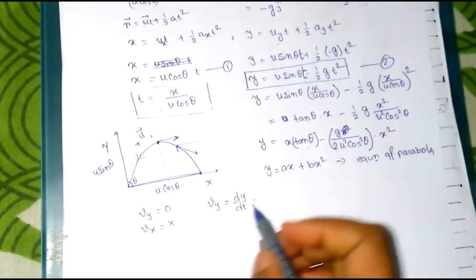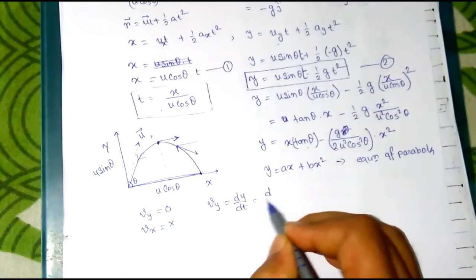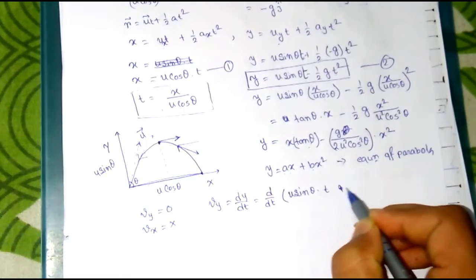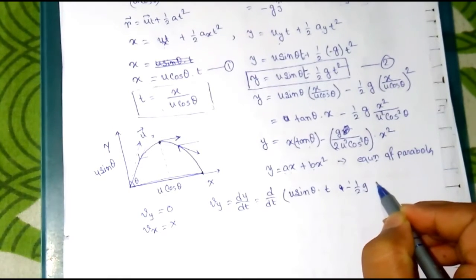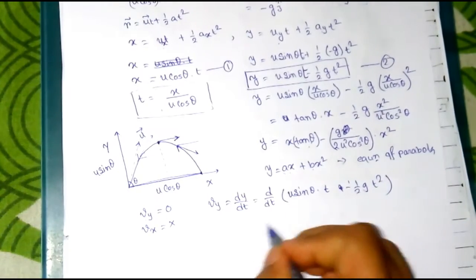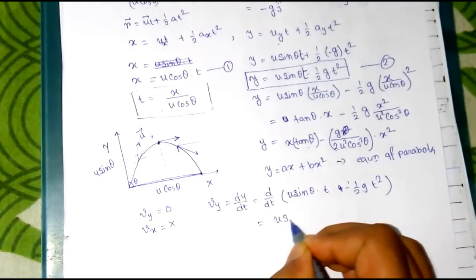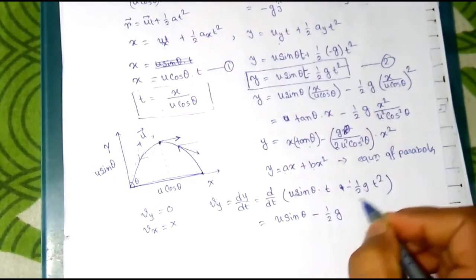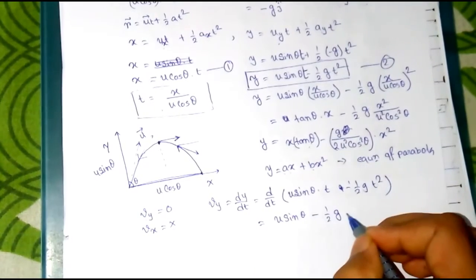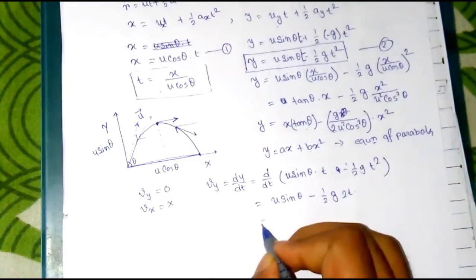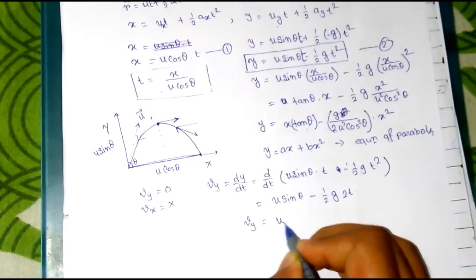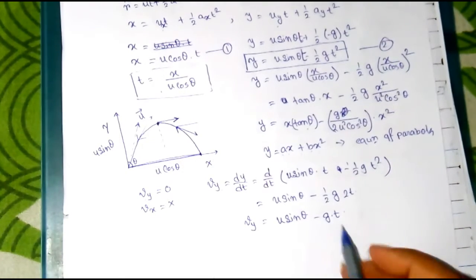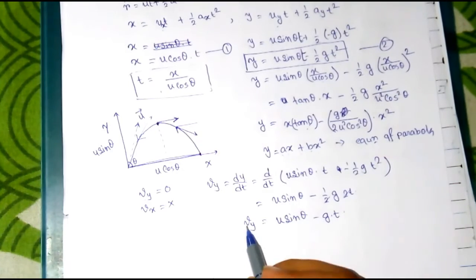Now if you differentiate with respect to t, d by dt of u sin theta into t minus half g t square. The first term is constant, so u sin theta, and dt by dt is 1, and minus half g is constant, and if you differentiate t square with respect to t, you will get 2t. So what you get? vy is u sin theta minus g into t, and vy is 0.